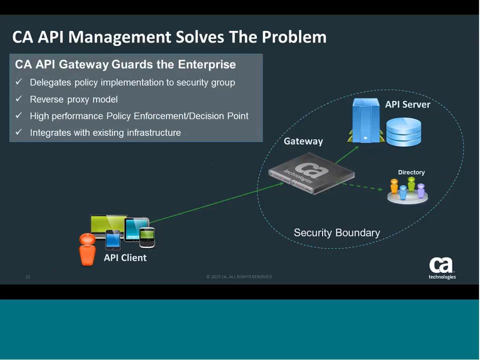What CA has done is delivered an API management solution that really resolves these problems. The gateway acts as a guard to the enterprise, essentially allowing security or the EA or another appropriate party to delegate proxy implementation. It's a reverse proxy model that provides another level of security so that people can't get directly into the enterprise. They have to go through this. High performance policy enforcement decision point. It has incredibly screaming performance, and more importantly, it integrates with your existing infrastructure. And by that, I don't just mean we plug in whether you want it to be SaaS, hybrid, on-prem, whatever, but also it needs to plug directly into your back-end resources such as databases, your identity and access management solution, whatever it happens to be.